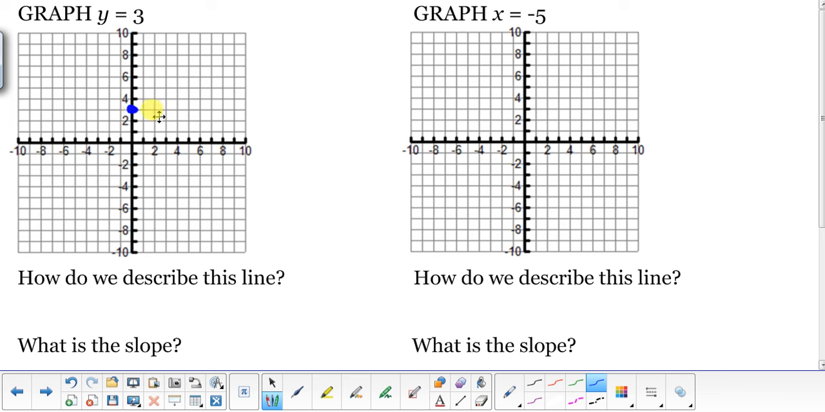Where else is y 3? Well, this is (2, 3), and (4, 3), and (6, 3), and (negative 6, 3). So that is my line.